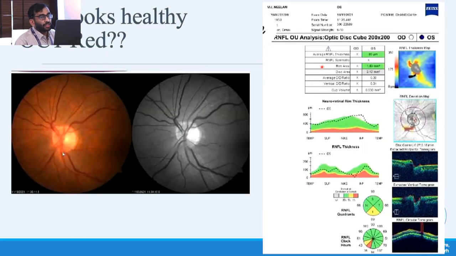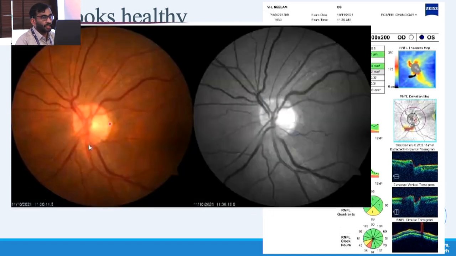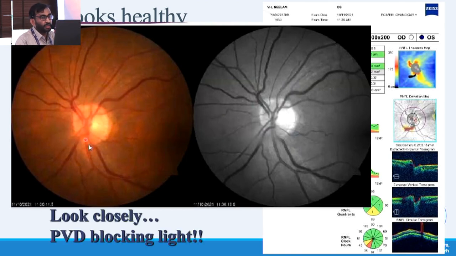Here is another patient. The disc appears okay, with good neuroretinal rim and good color, but the OCT shows some redness, especially in the quadrant map and the clock-hour map. But on careful evaluation, you can see there is haziness, which is more likely due to posterior vitreous detachment, which falsely segmented the OCT.